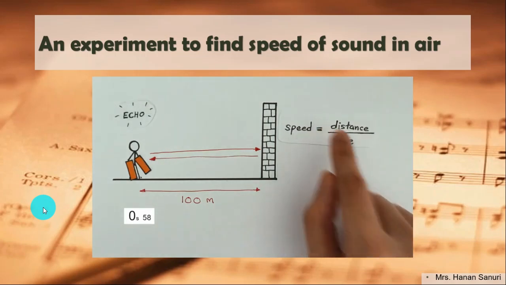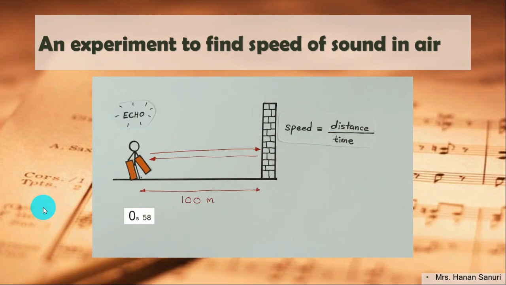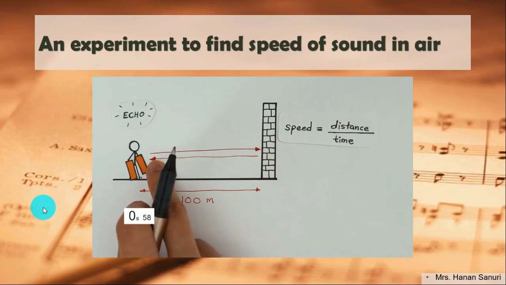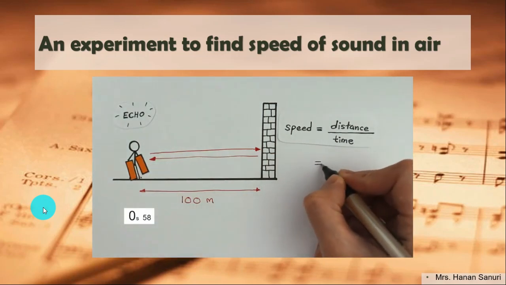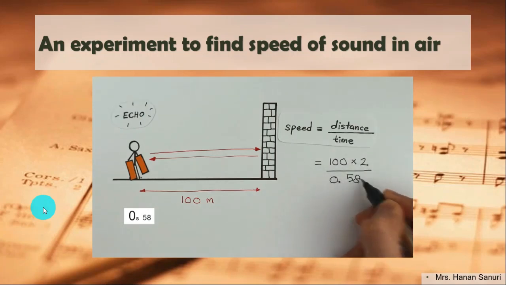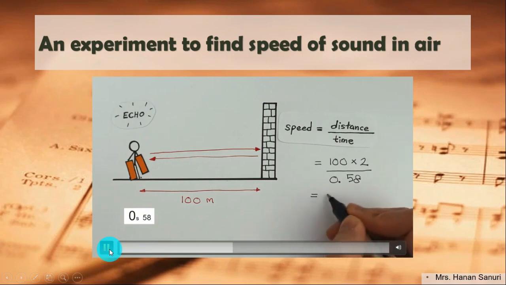We have the equation speed is distance divided by time. The distance that the sound wave has traveled there and back is 100 times 2. The time we got is 0.58 seconds, so plugging everything in, that gives us 340 meters per second.